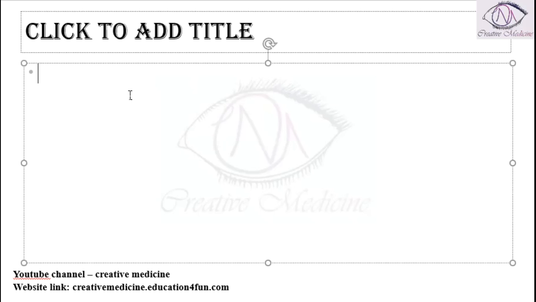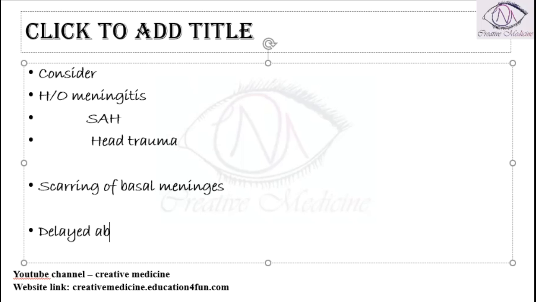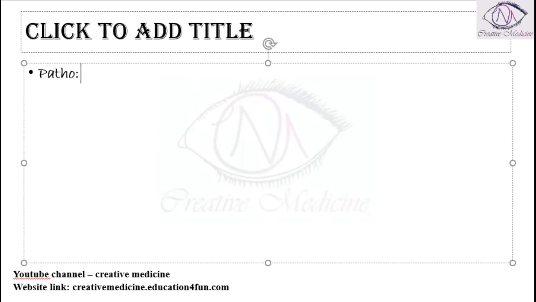In normal pressure hydrocephalus, we should take the history. In the history, if the patient has meningitis, or a history of subarachnoid hemorrhage or head trauma, these can result in scarring of the basal meninges. Because of the scarring of the basal meninges, there can be delayed absorption into the venous system, resulting in normal pressure hydrocephalus.